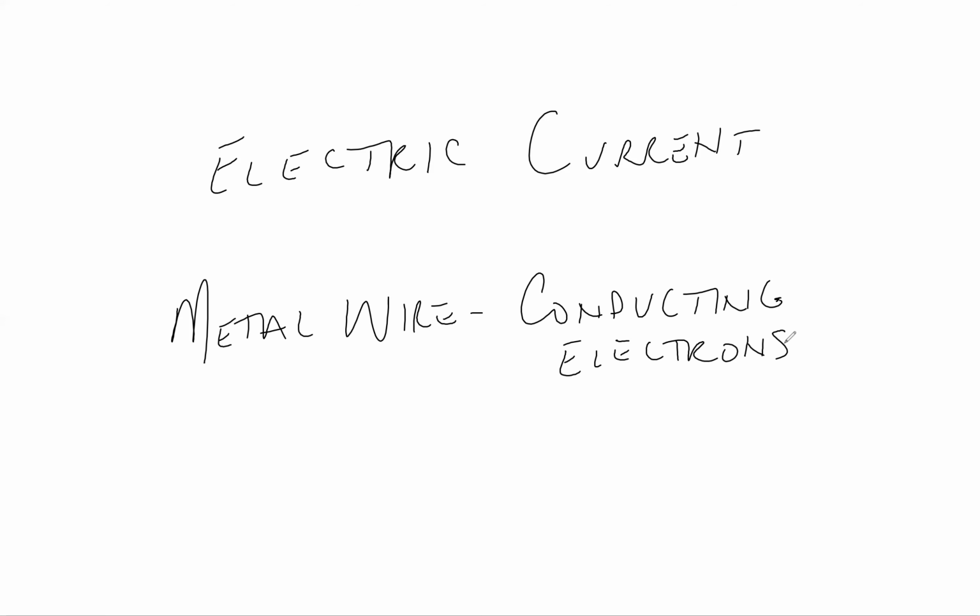Sometimes we have conducting fluids, like in a car battery, where you're going to have a fluid that has both moving electrons and protons, because there are some free protons in that fluid. Now, the rate at which those electrons flow, we measure that in amps.